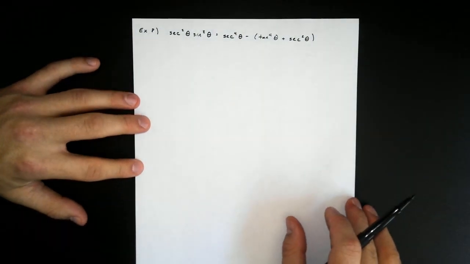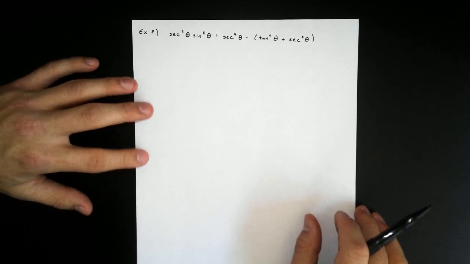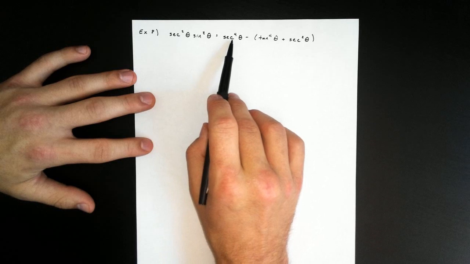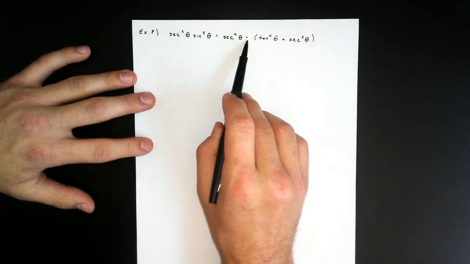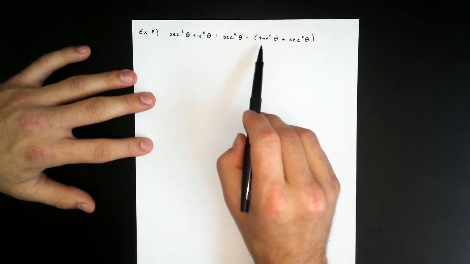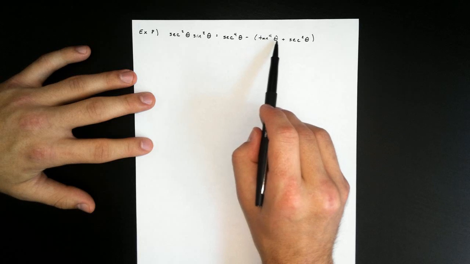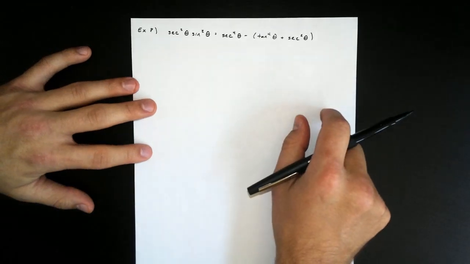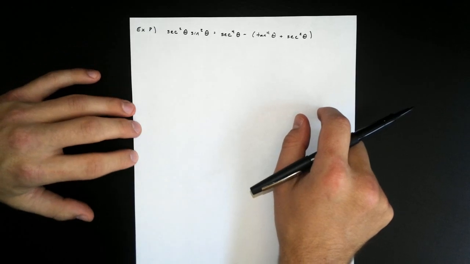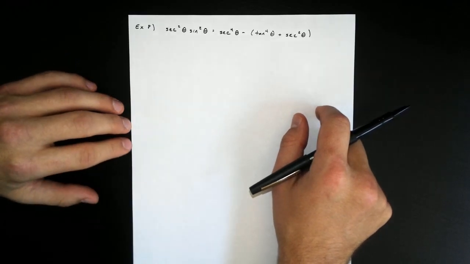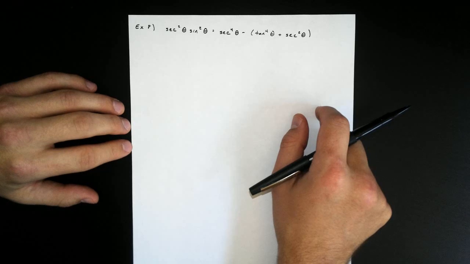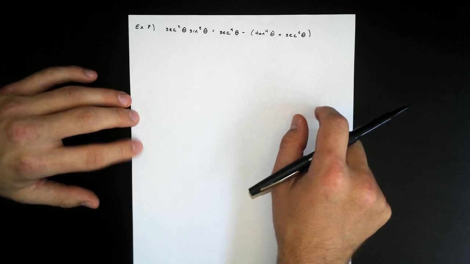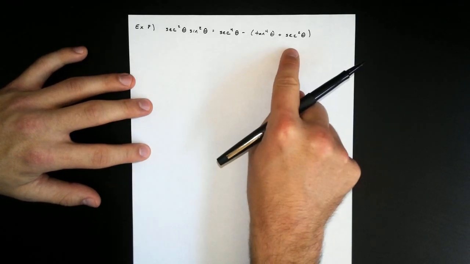And last example, this one we have secant squared of theta, sine squared of theta, and that's equal to secant to the fourth of theta minus, in parentheses, tangent to the fourth of theta plus the secant squared of theta. In this example, this one is going to be a little bit different than the ones we've done, but I'm going to start off with the more complicated side as usual. So I'm going to start with the right-hand side.